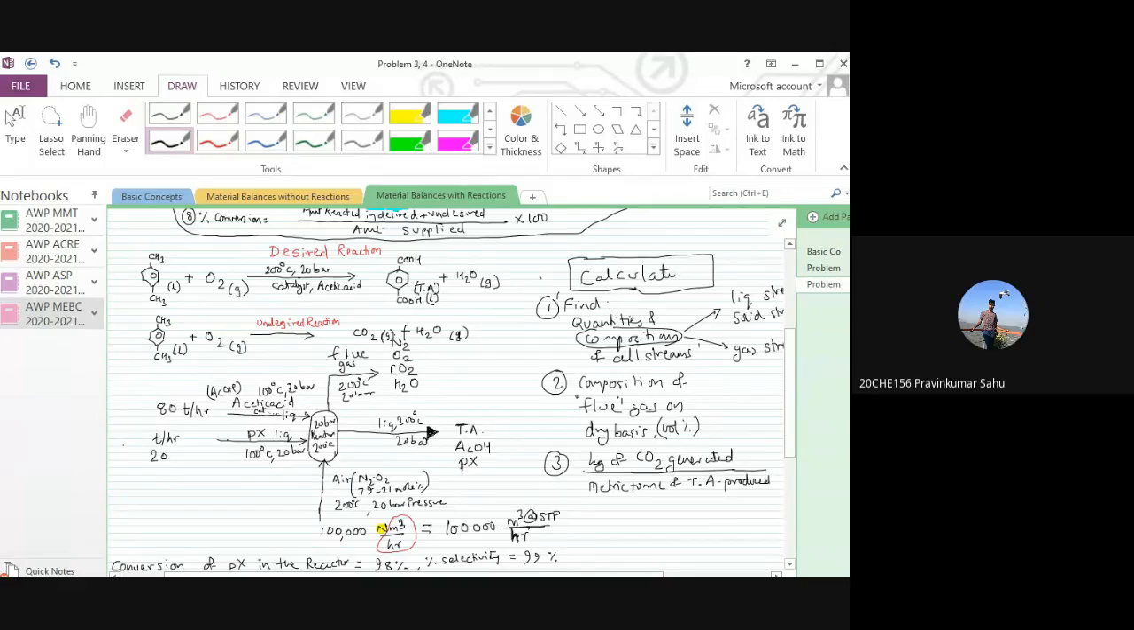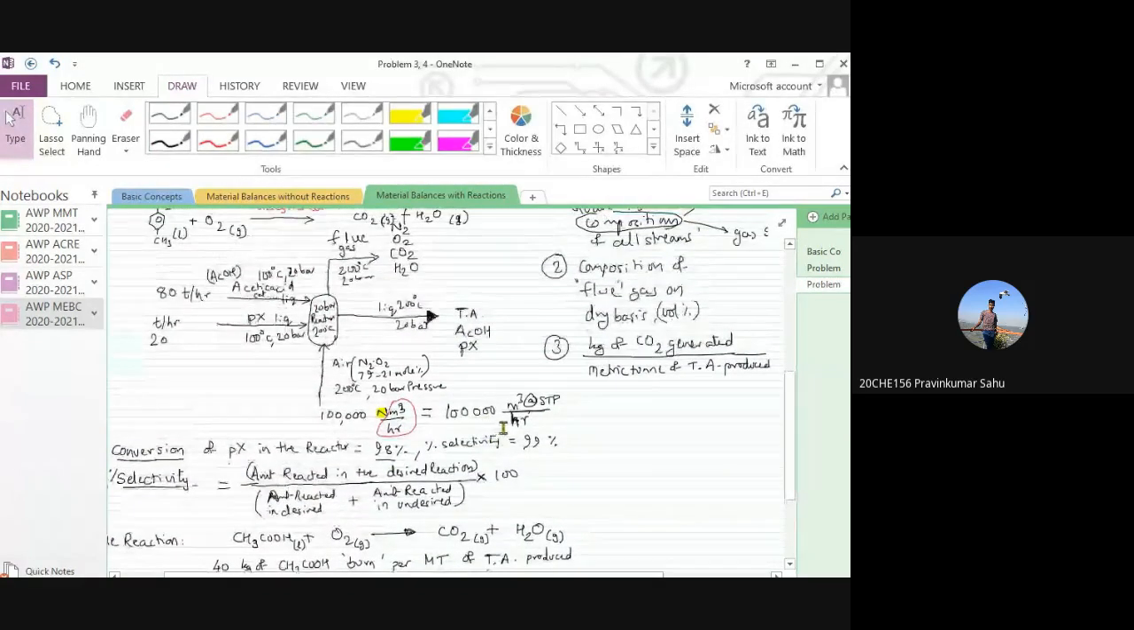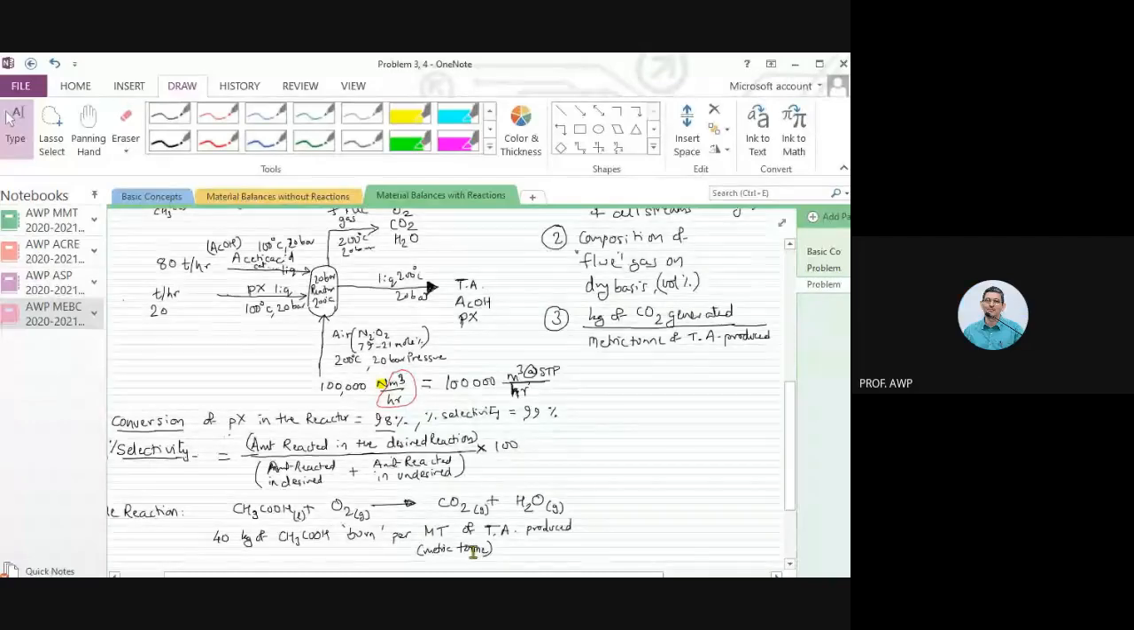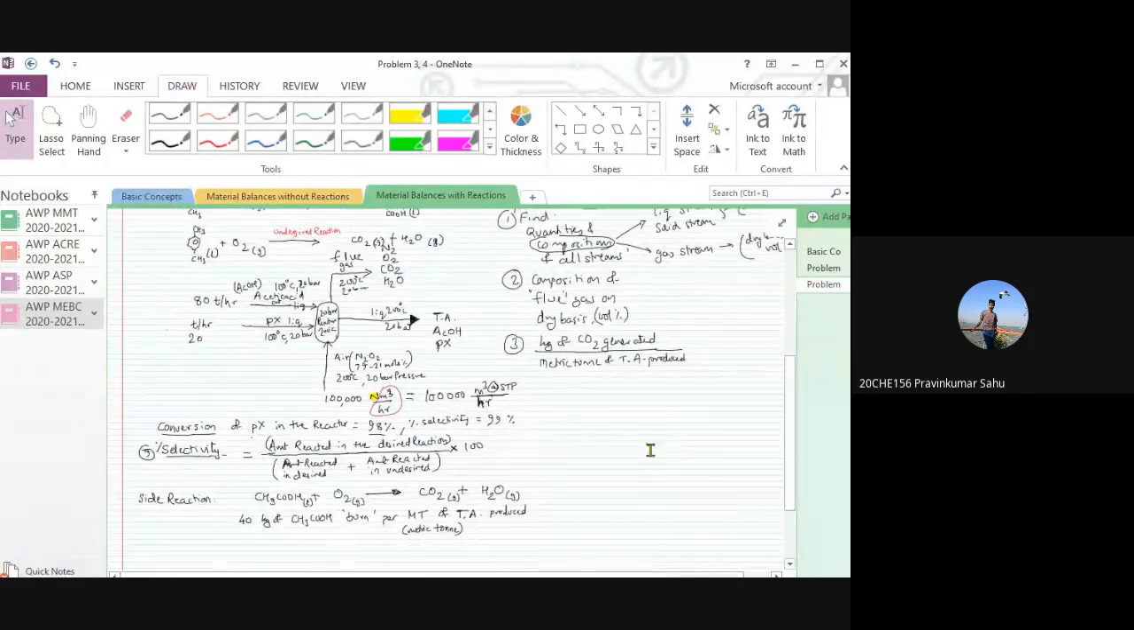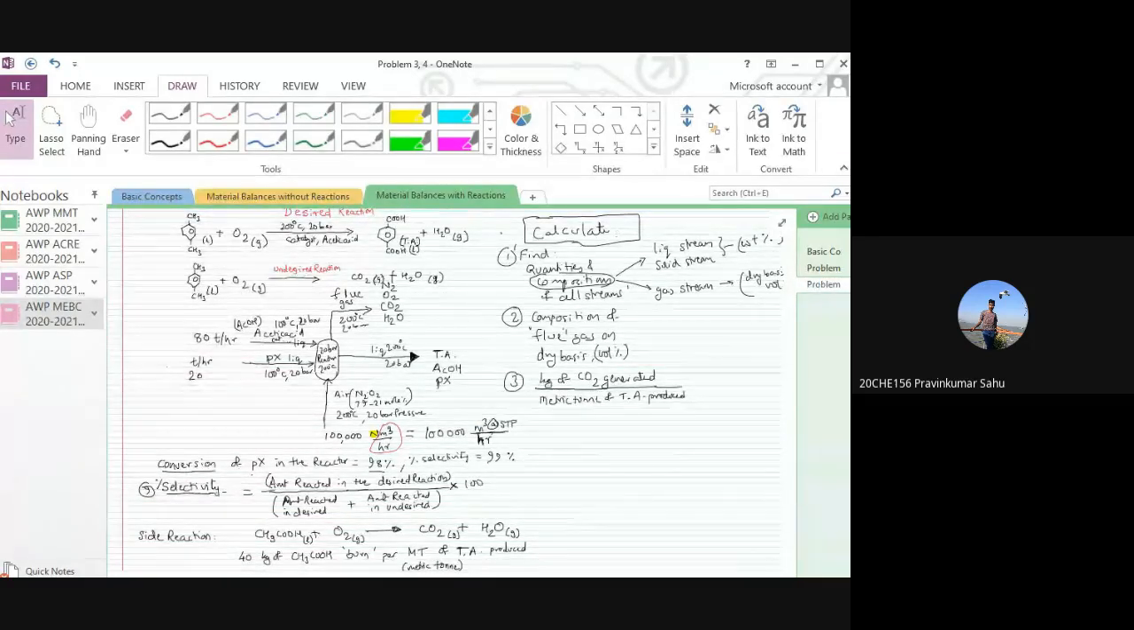Sir, can you show the side reaction of the acetic acid? The side reaction. You want to see or what? What are you asking, Praveen? Sir, the statement actually, the 40 kg statement. Are you able to see now? Yes, sir. Thank you. Problem is kind of long, so it's difficult to fit in one screen.